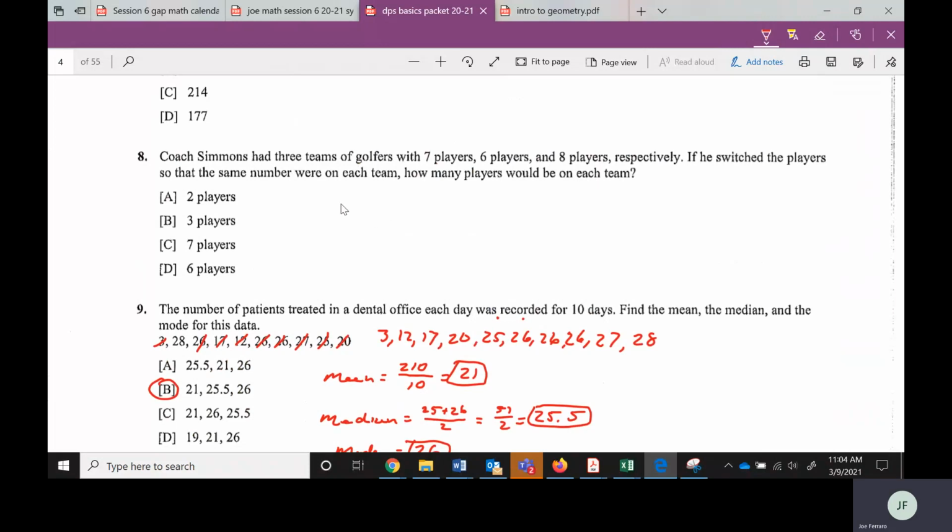So what you're going to do is you're just going to add up all the players, figure out how many players there are, and you're going to split them up into 3 teams. So 7 plus 6 is 13, plus 8 is 21. There's 21 people, you want them on 3 teams, you divide, 7.